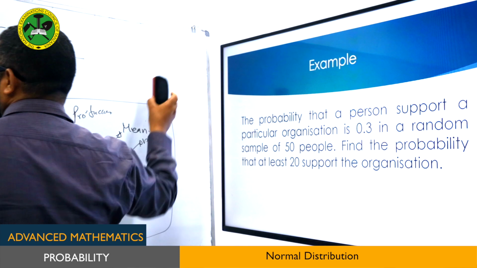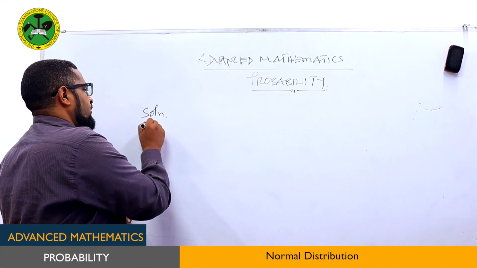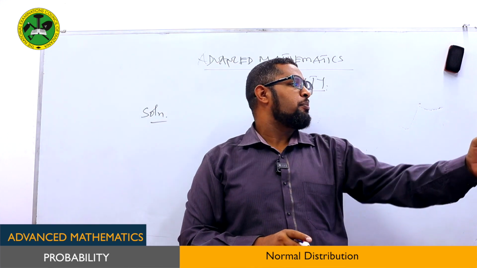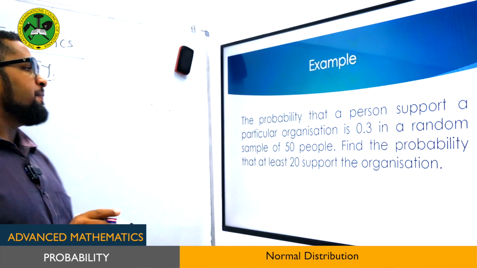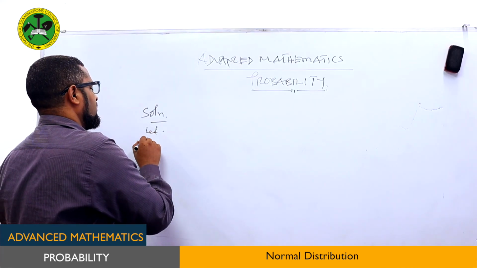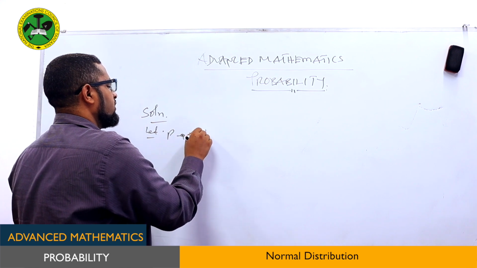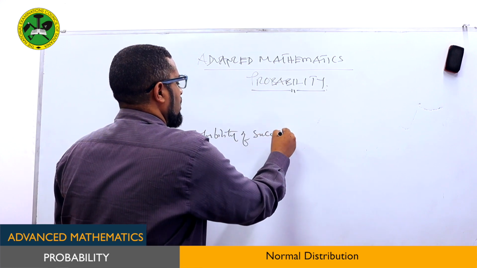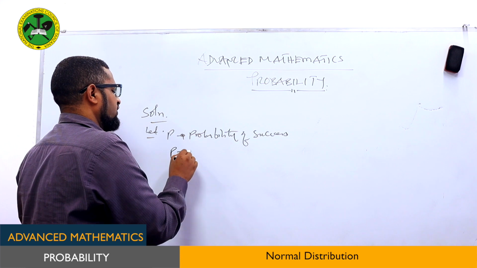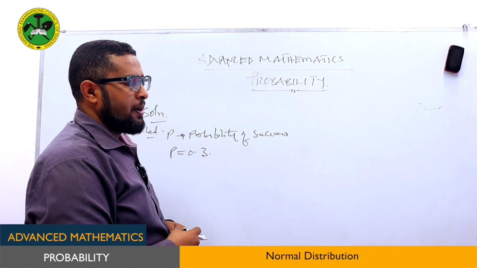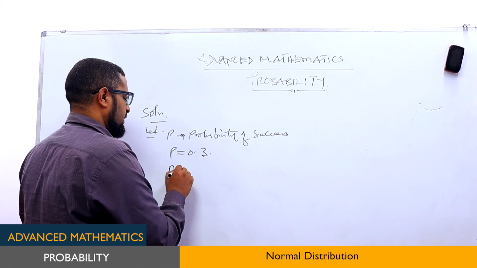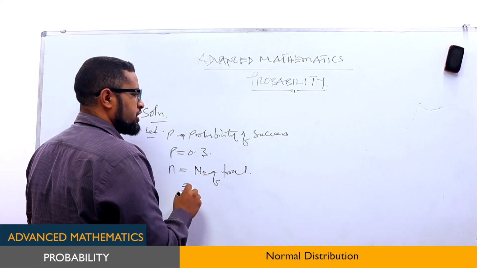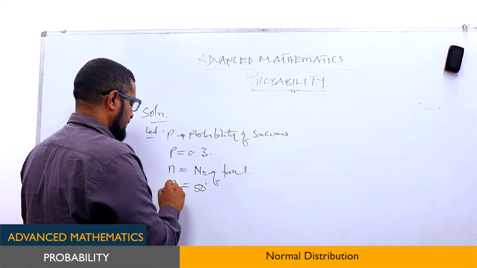Now, let's see how to solve that question. First, write what you're given in the question. Probability that a person supports a particular organization, support means that is the probability of success. So let p be the probability of success, which we are given as 0.3. But also we are given n, the number of trials, which is 50. That is n.